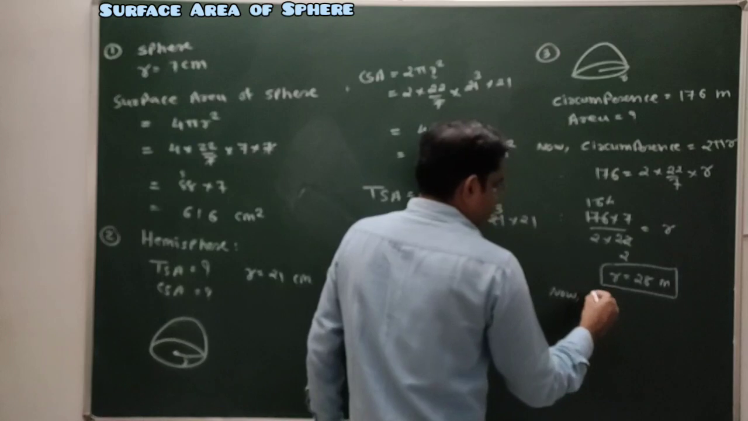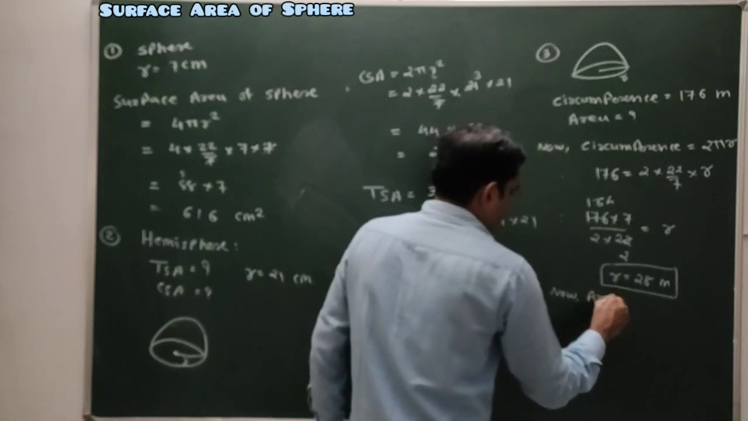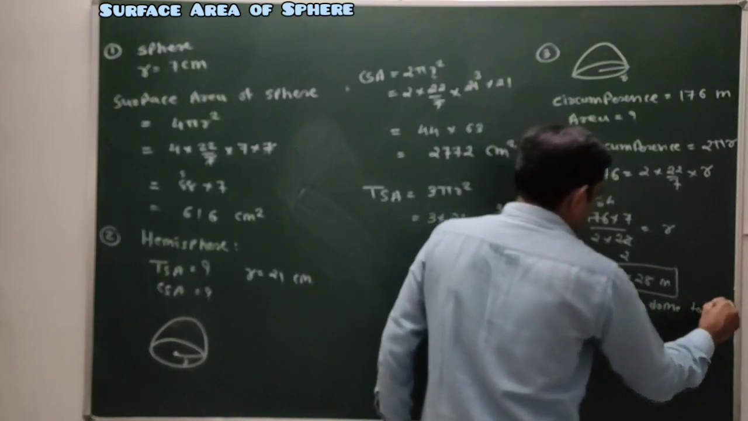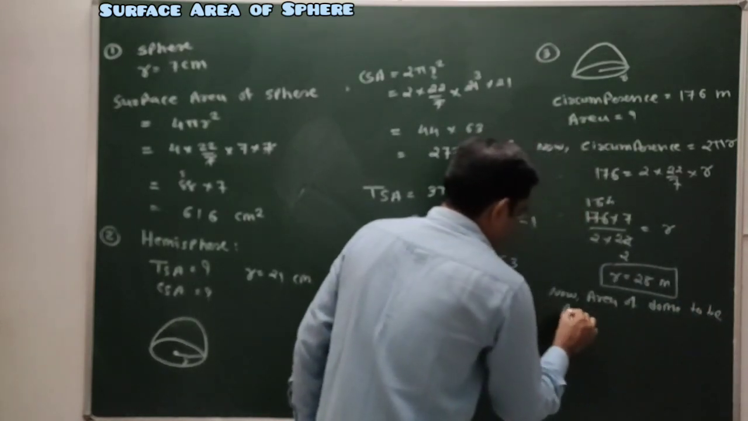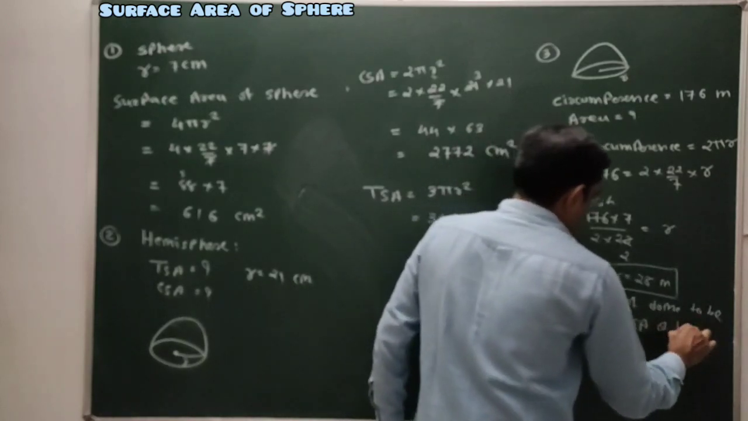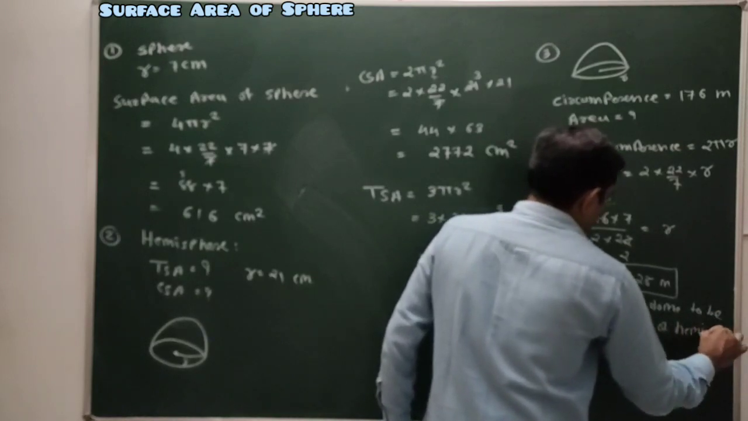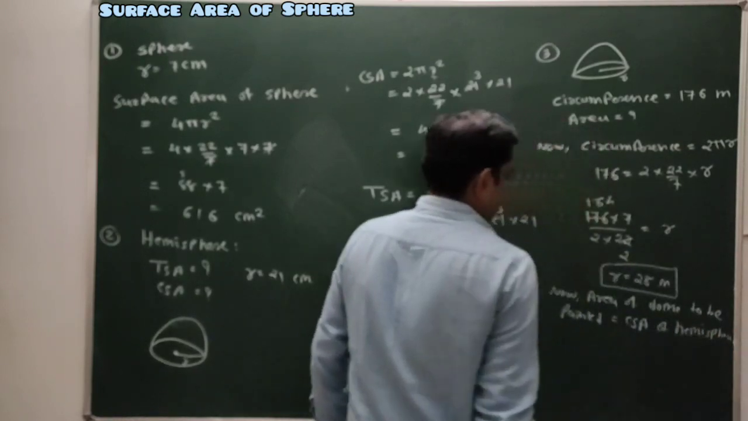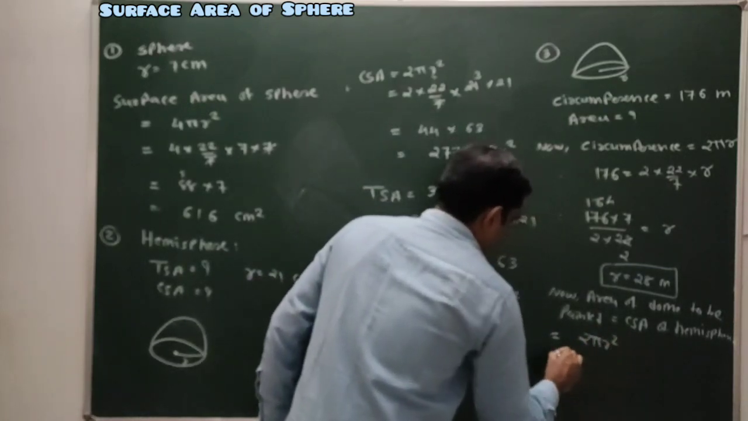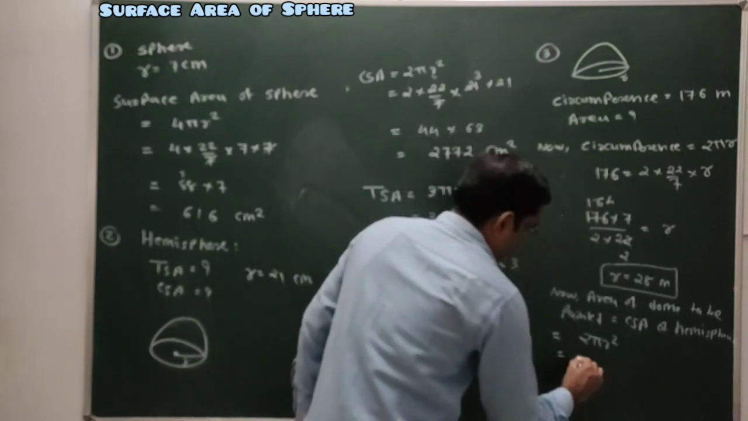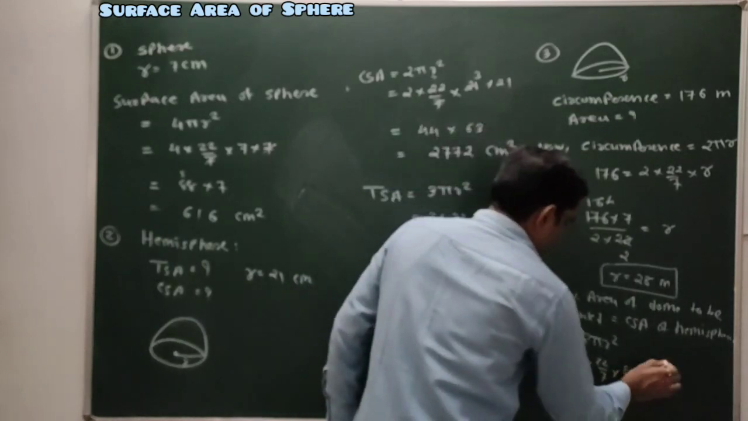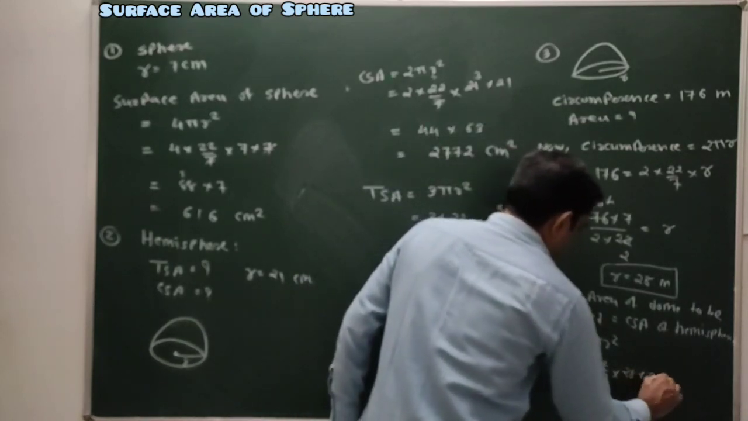So the inner curved surface, we can say the area of the dome to be painted, is nothing but the curved surface area of the hemisphere, and that is equal to 2 pi r square. Curved surface area of hemisphere is 2 pi r square. Put the values: 2 into 22 by 7 into r, 28 into 28.